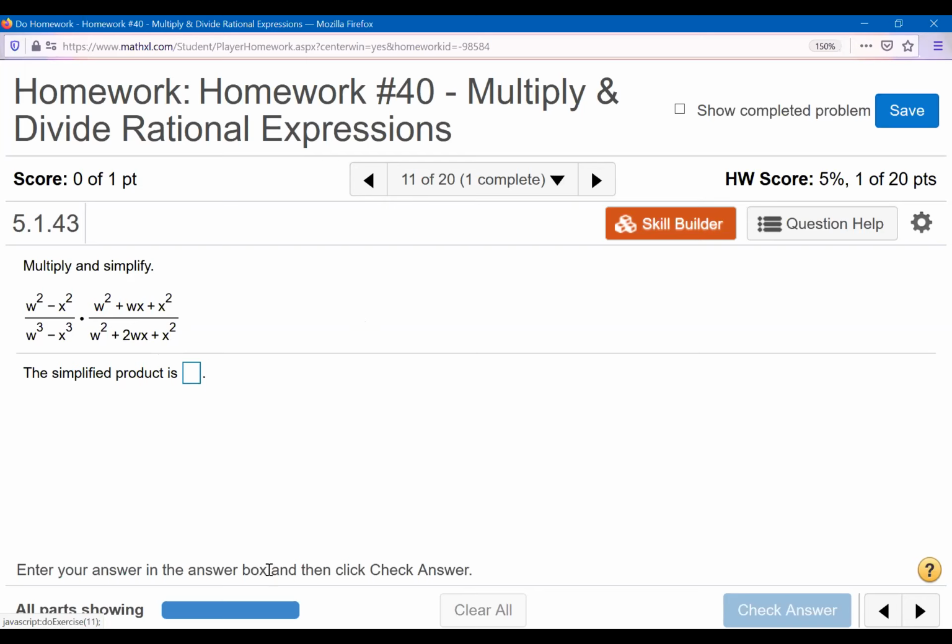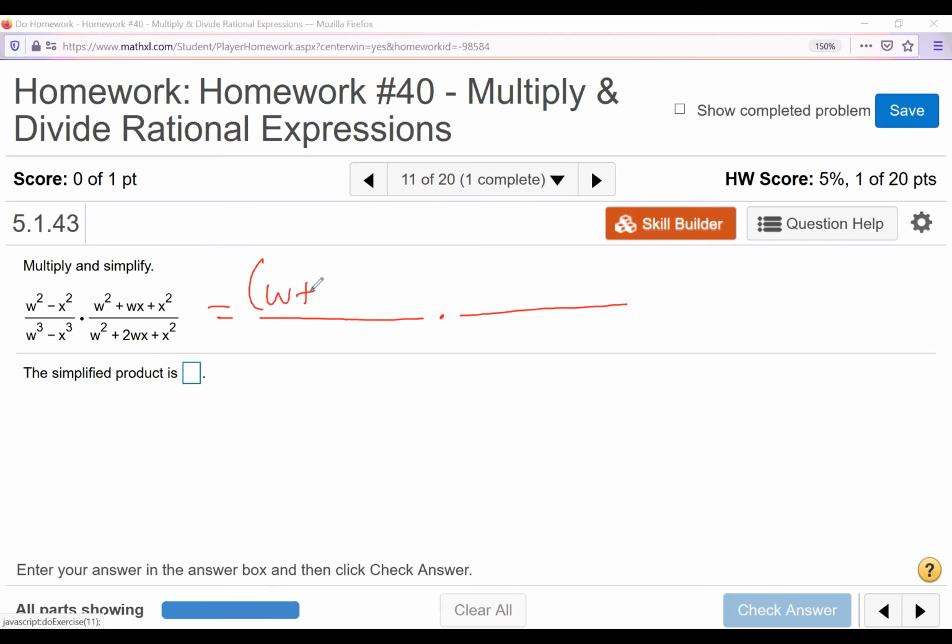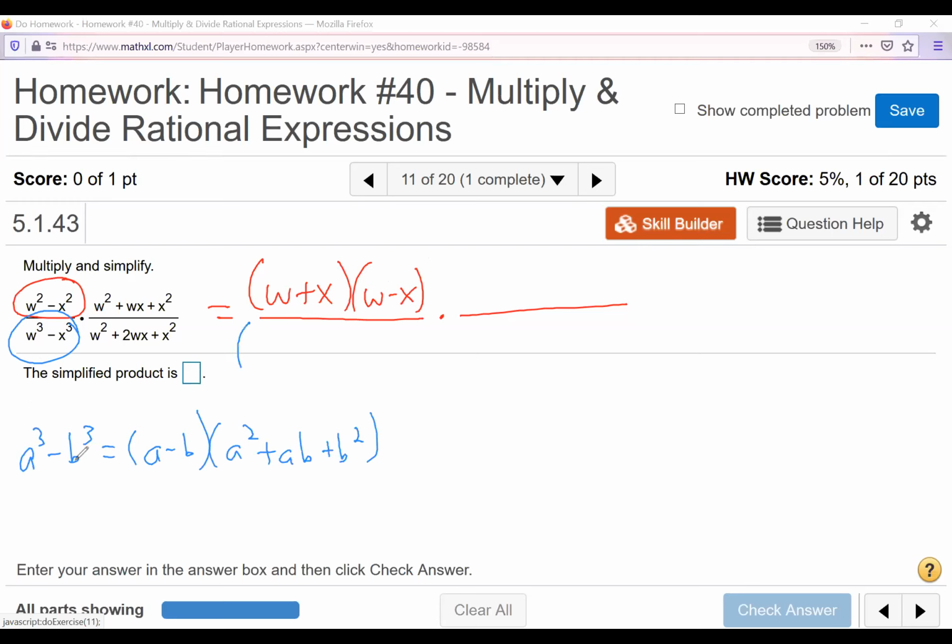All right, w squared minus x squared. We can do the difference of squares. That becomes w plus x, w minus x. That's for that first numerator. Now in the denominator, we're going to use the difference of cubes formula. I'll just remind you of that. A cubed minus b cubed equals a minus b, and then a squared plus ab plus b squared. So that's the formula. We'll basically just replace a with w and replace b with x. So it becomes w minus x, and then w squared plus wx plus x squared.